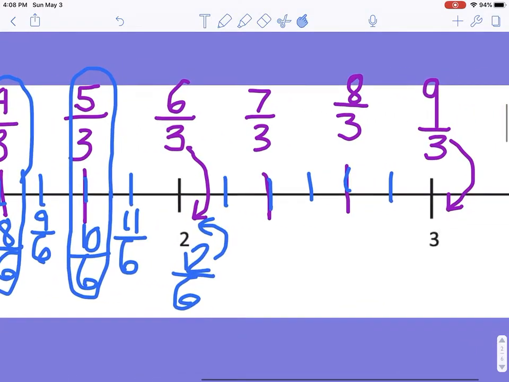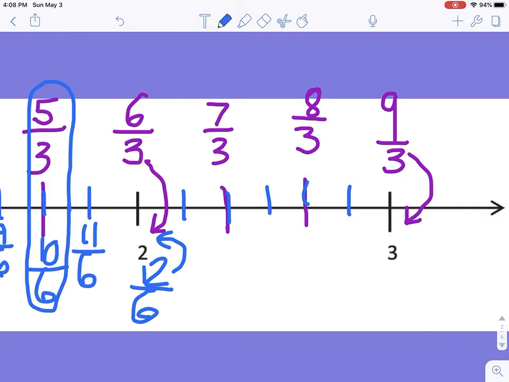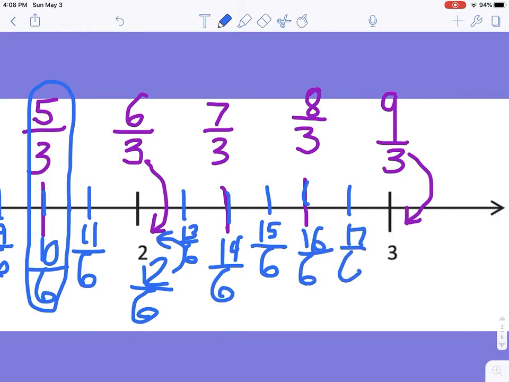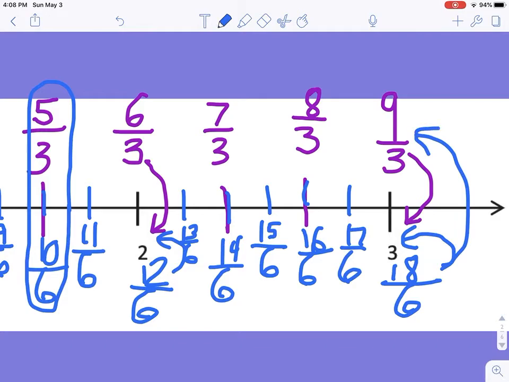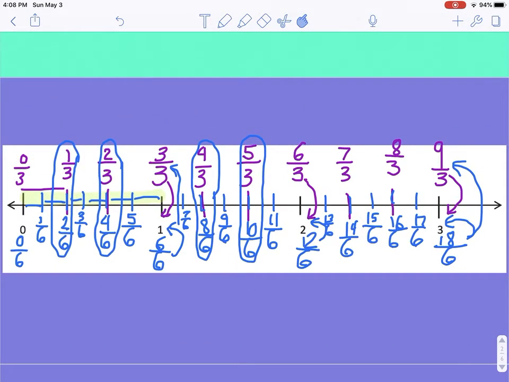I'm going to keep going. If I can squeeze it in here. 13 sixths, 14 sixths, 15 sixths, 16, 17 sixths, and 18 sixths, which is also equivalent to 3 wholes or to 9 thirds. All right? So I can see on my number line where two fractions fall at the same spot, I know they are equivalent. Now I know this kind of looks kind of crazy, but it gets easier the more you practice.